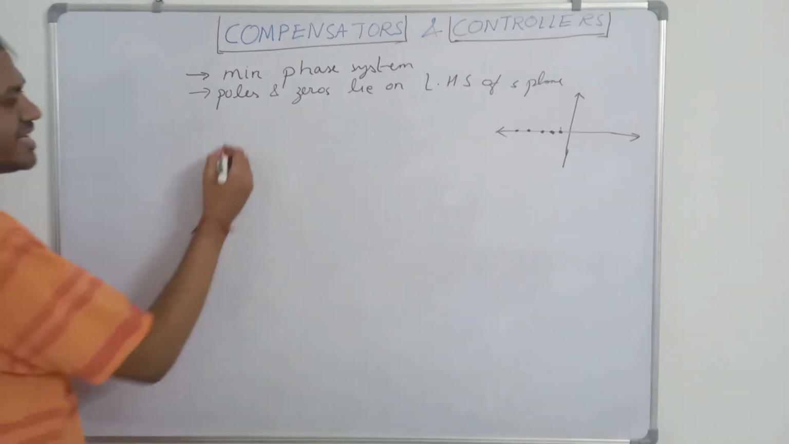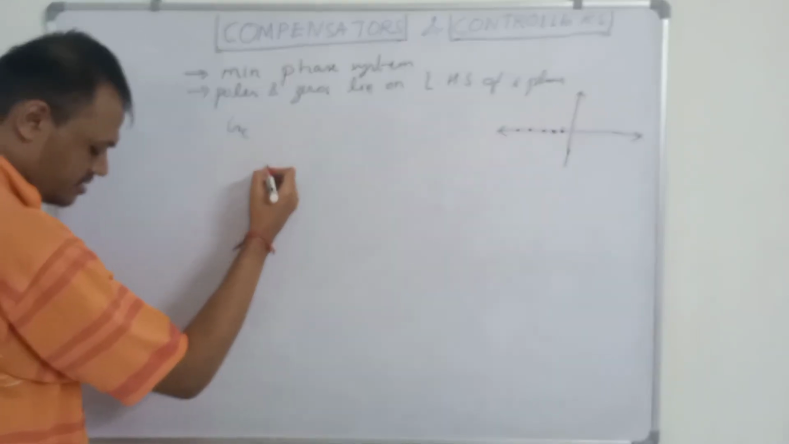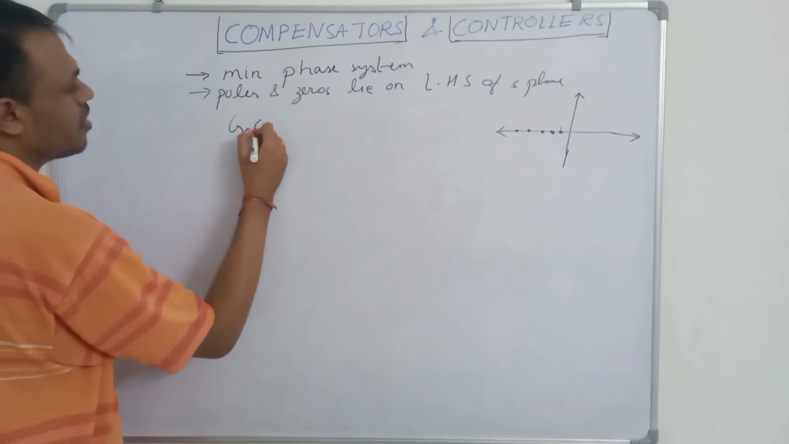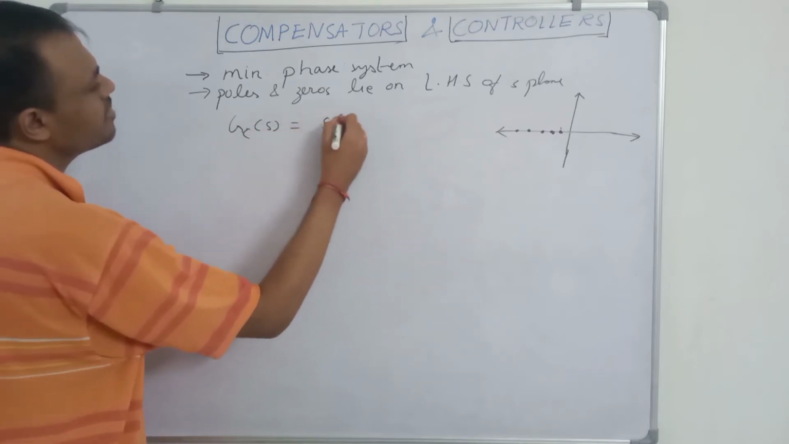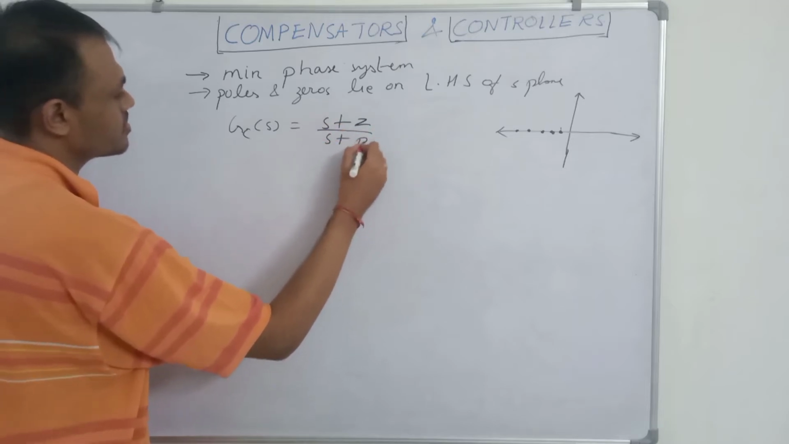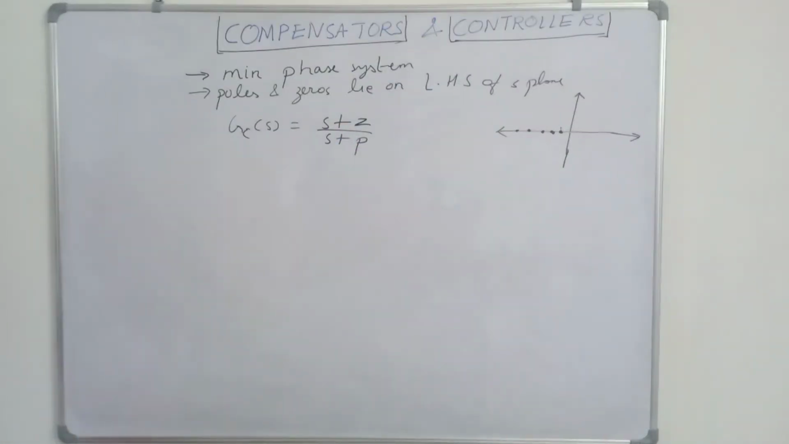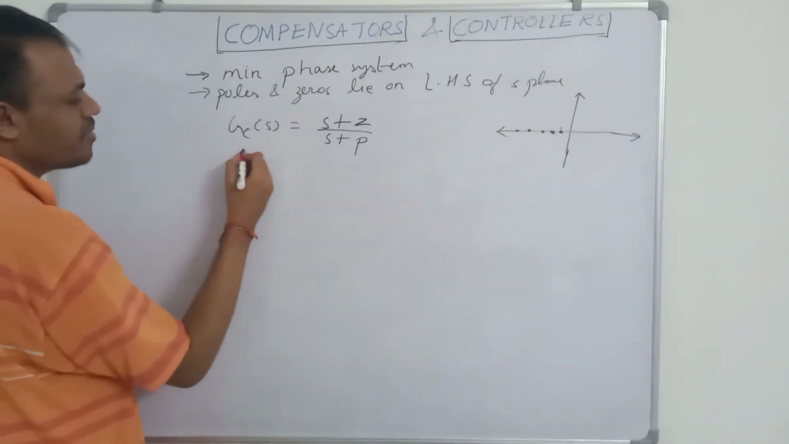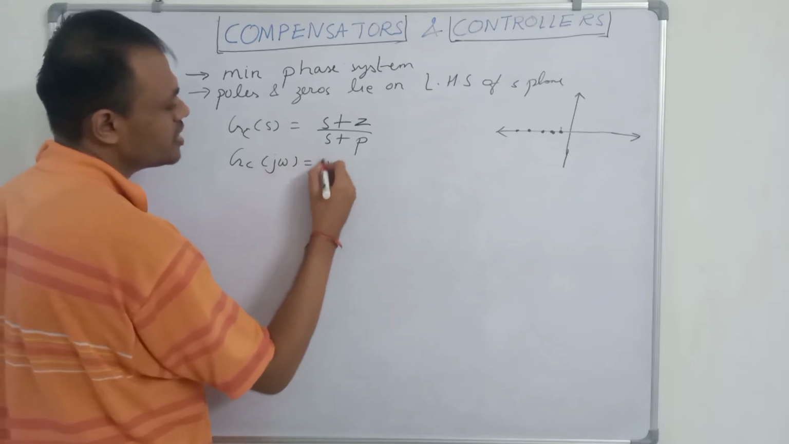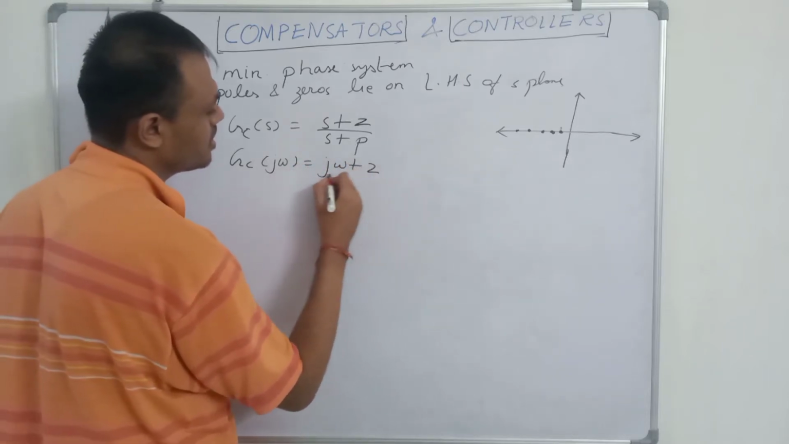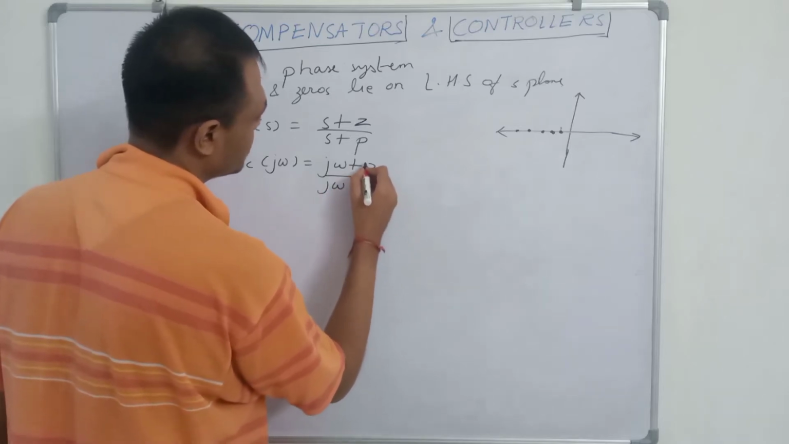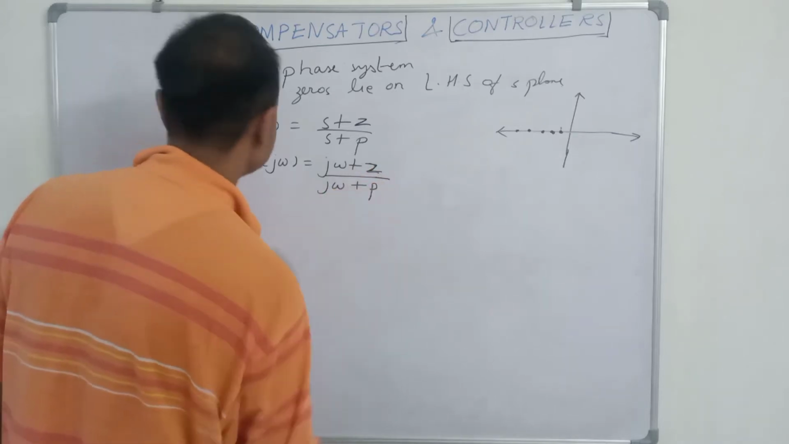It is generally represented as Gc(s) = (s + z)/(s + p). If we convert it to the frequency domain, then this becomes Gc(jω) = (jω + z)/(jω + p).